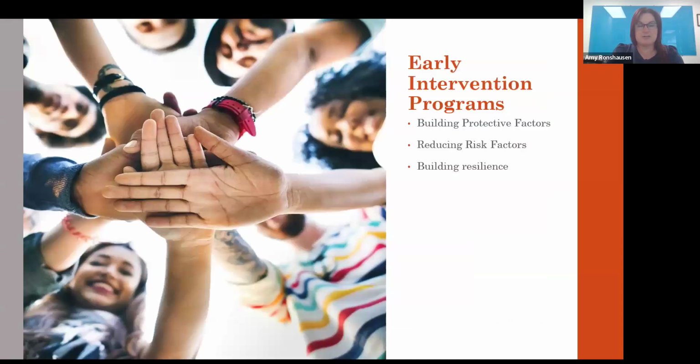Lastly, early intervention programs. Implementing early intervention programs in schools and communities can help identify individuals at risk for substance abuse and provide them with the support and resources they need to make healthy choices. This includes promoting positive youth development, building resilience, and teaching refusal skills to resist peer pressure.